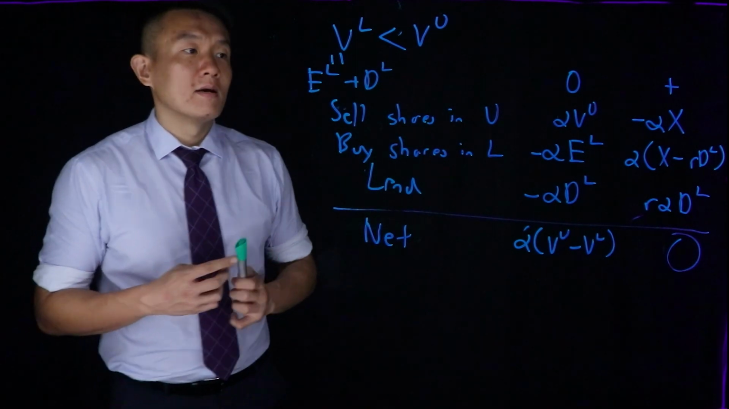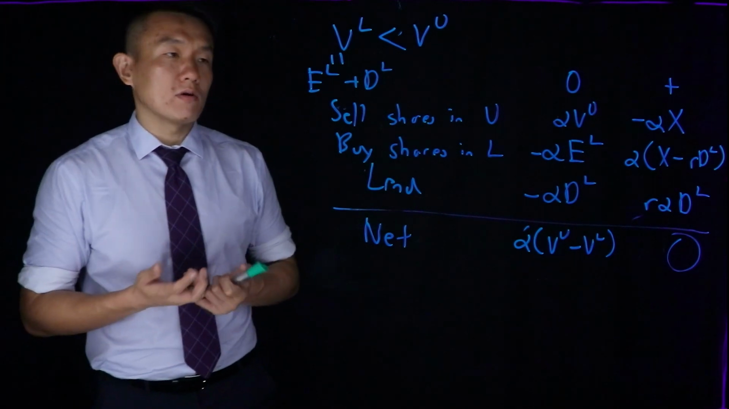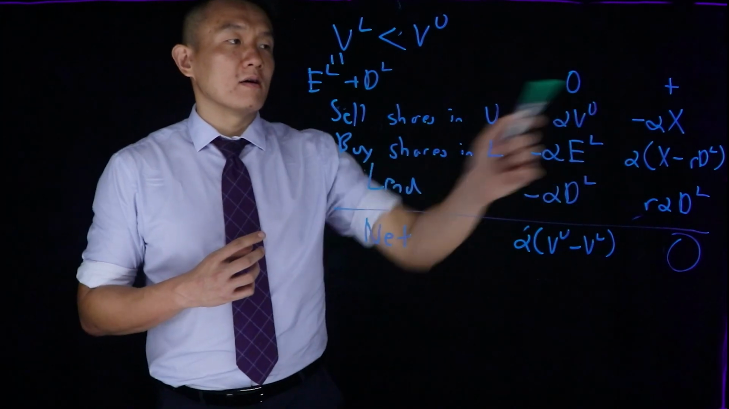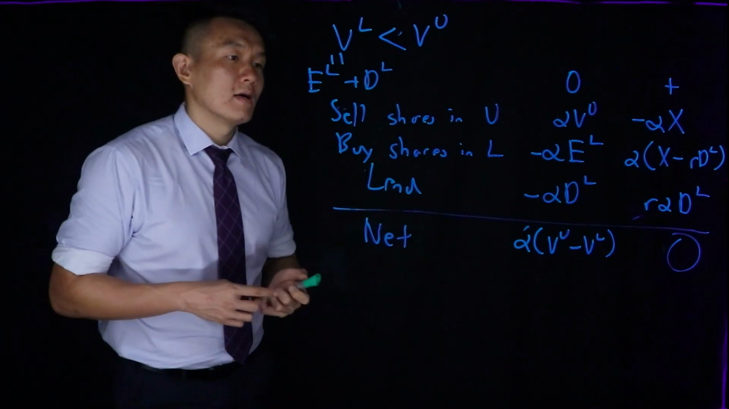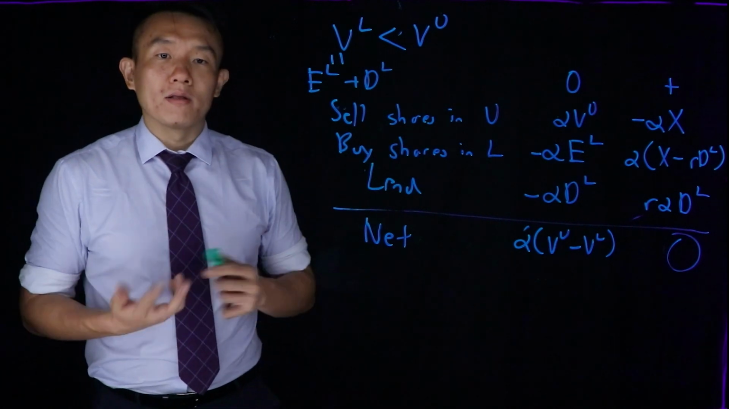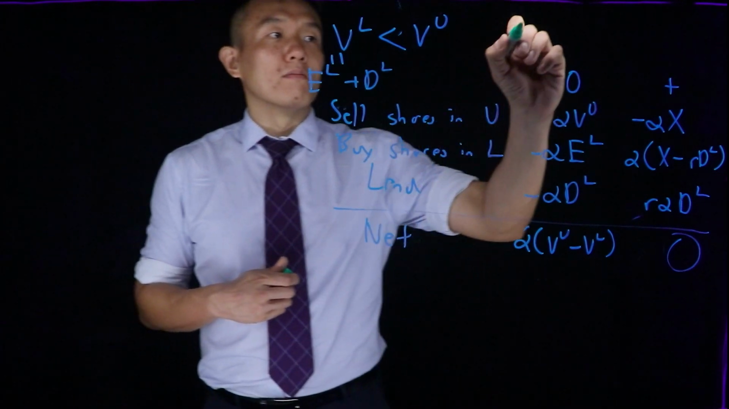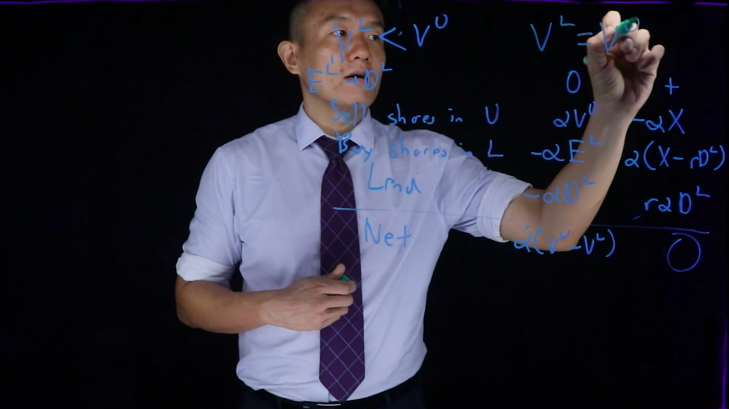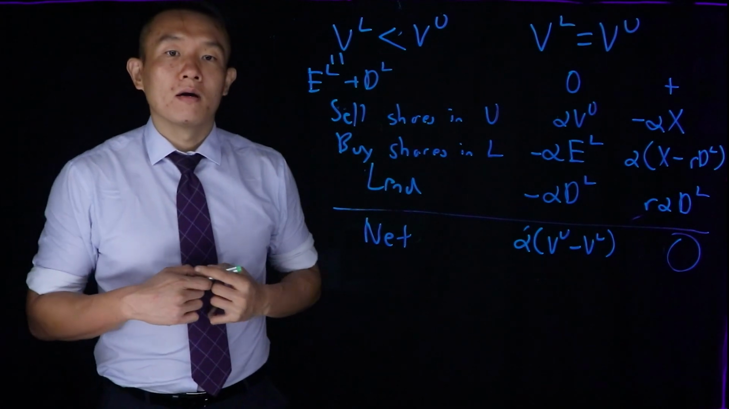So what does that mean? Under the assumptions that I made, and these are fairly strong assumptions, which is that the cash flows don't change and I can borrow and lend at the same rate, I can't have VL be greater or less than VU without creating an arbitrage opportunity. Therefore, it must be the case that the unlevered firm has the same value as a levered firm, which is proposition 1.